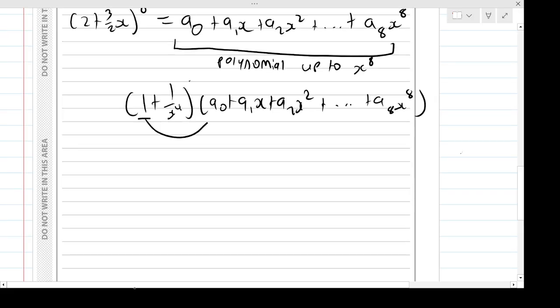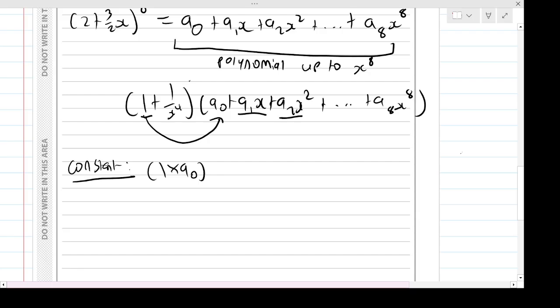Well, firstly, 1 will multiply by all the terms. So if we want to ensure we get a constant term from the expansion, so no x's, well, the 1 here will then only be able to multiply with the other constant a0, right? So actually, to get the constant, first we're going to do 1 times a0, right? And that's the only way we're going to get constant. Everything else, every other term here has an x involved. So that's a no-go.